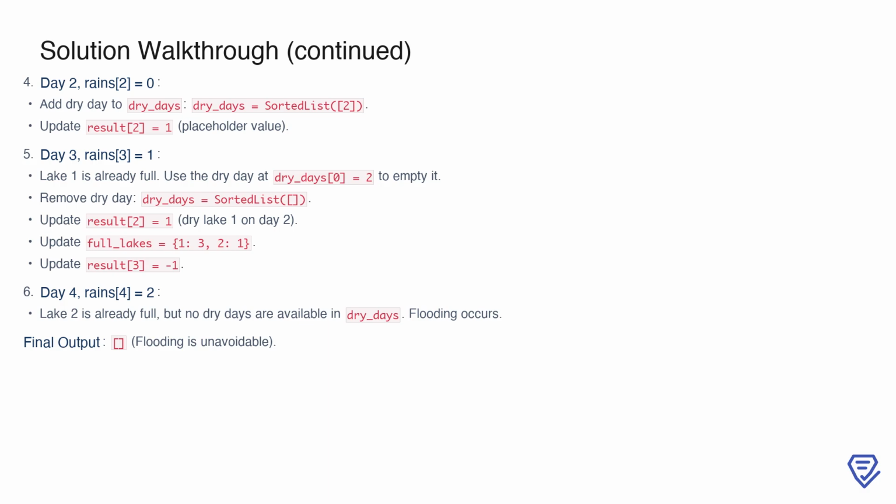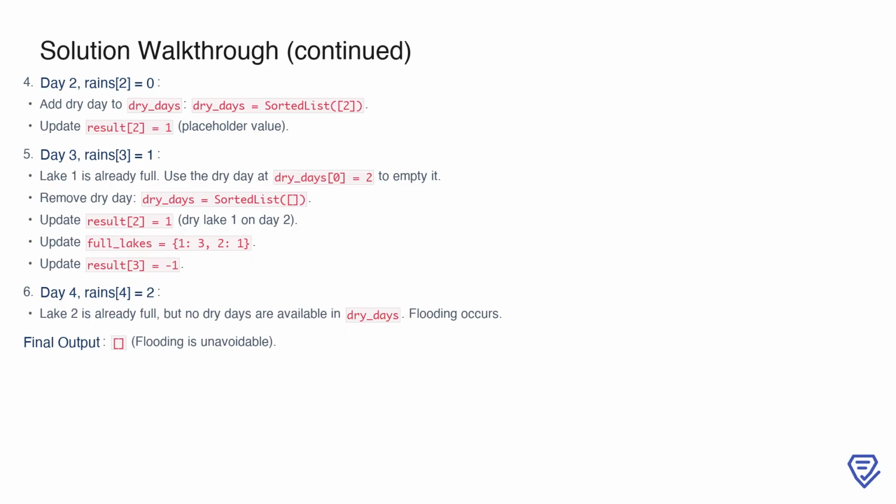On day 3, Lake 1 receives rain again. However, Lake 1 is already full, so we must use the dry day at index 2 to empty it. We remove this dry day from dry_days, making it an empty list again, and update the result array to indicate that Lake 1 was dried on day 2. The full_lakes map is updated to reflect that Lake 1 is now full again, with the most recent rain occurring on day 3. The result for day 3 remains -1, as no additional action is needed.